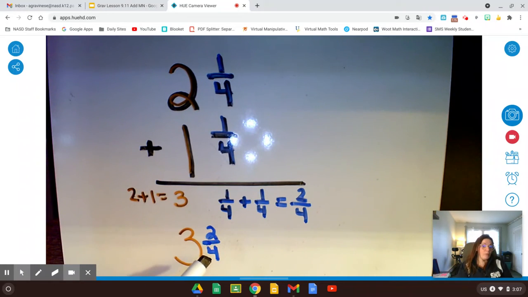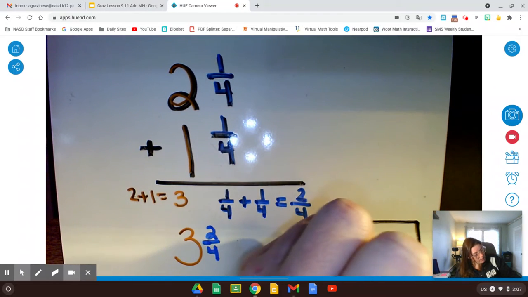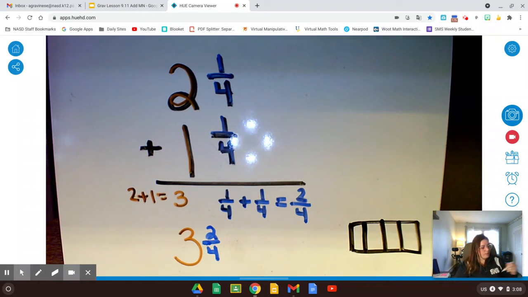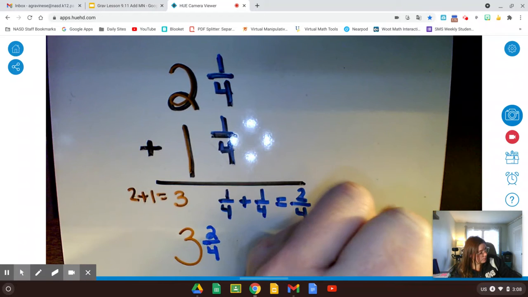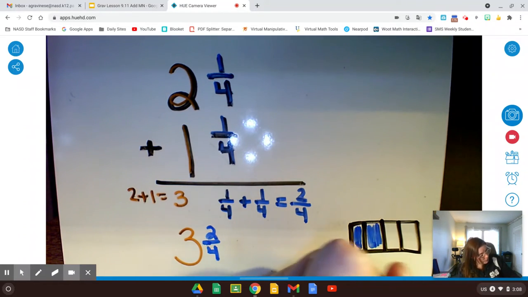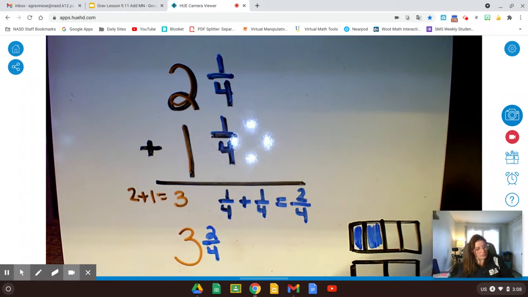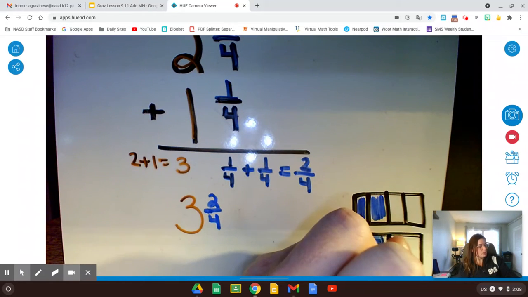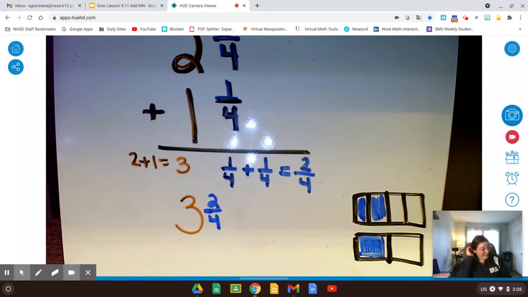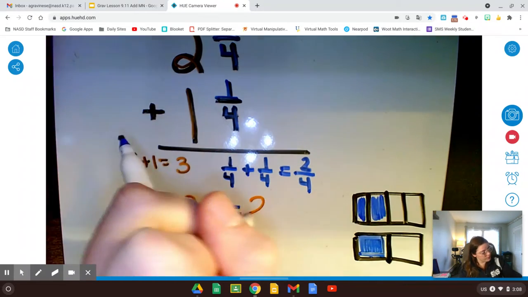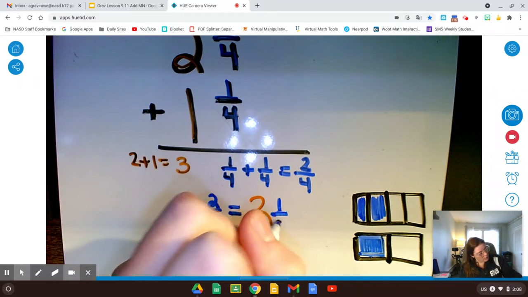It's the sum. However, we can simplify 2/4. Because if I have something cut into 4 equal pieces and 2 of them are shaded, I can simplify that by removing some of those lines and still having the same amount shaded, and it would equal 1/2. So I can rewrite this as 3 1/2.